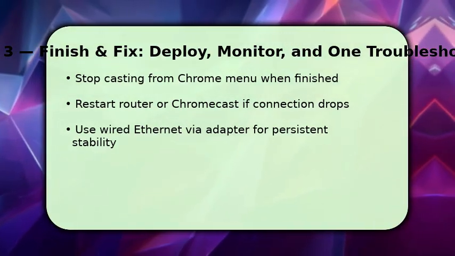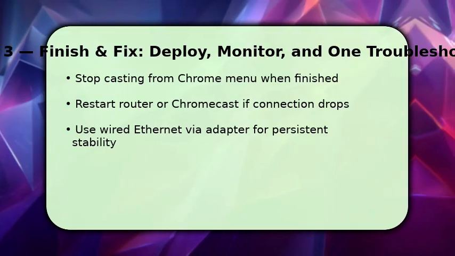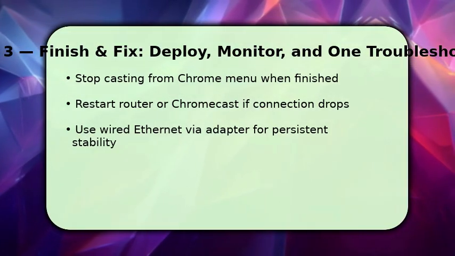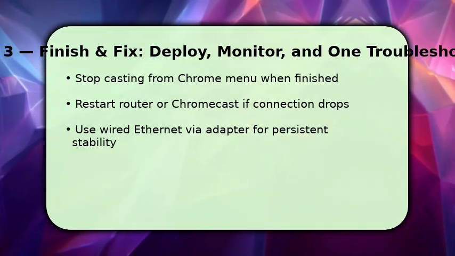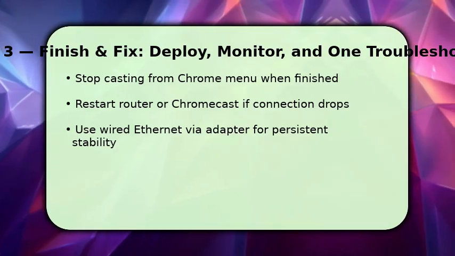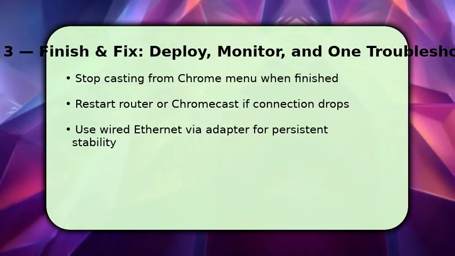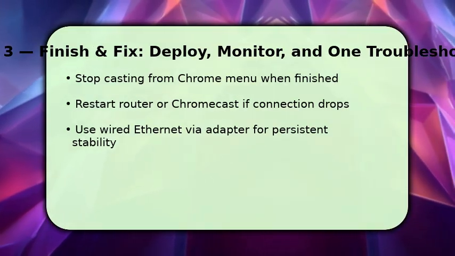If the connection is unstable, reboot the router and power cycle the Chromecast. This clears temporary network errors. Also consider a wired Ethernet adapter for Chromecast or move the Wi-Fi router closer to reduce interference. If nothing helps, check that laptop firewall or VPNs are disabled.